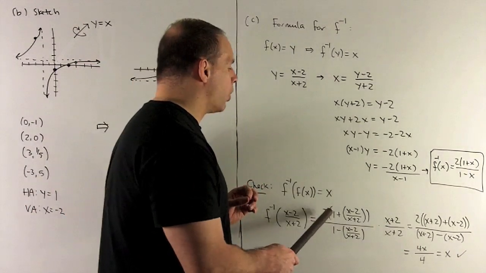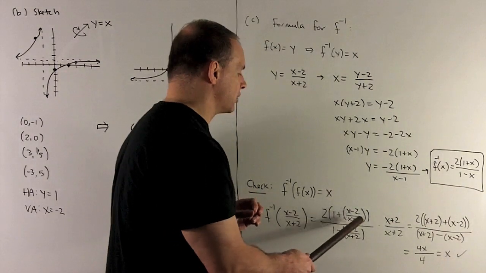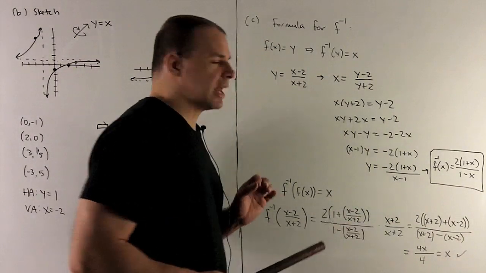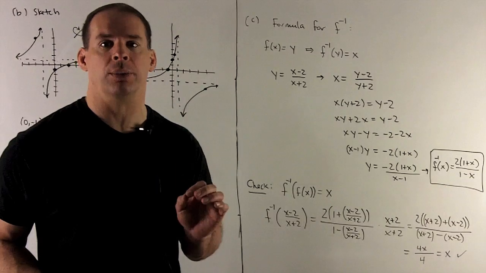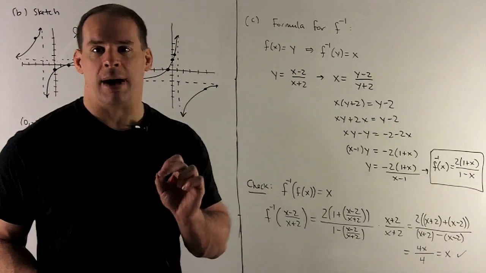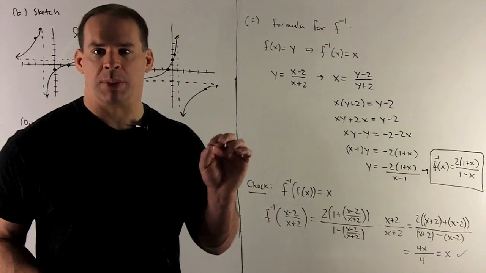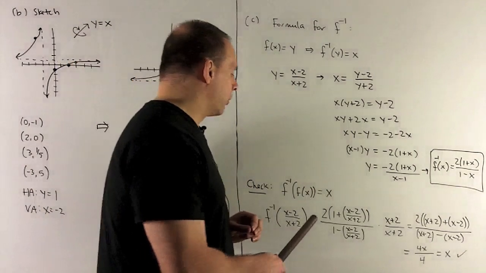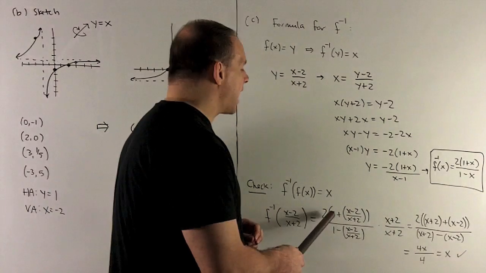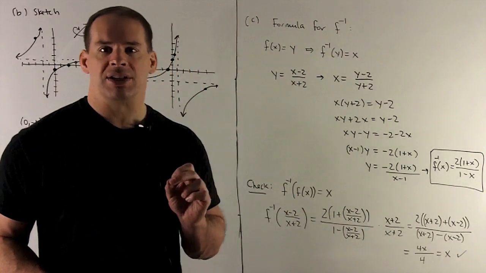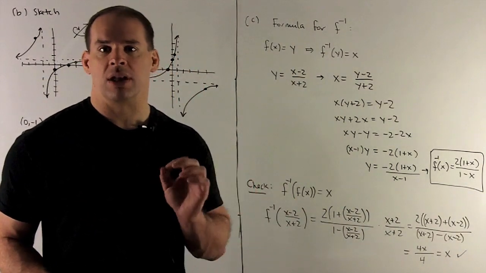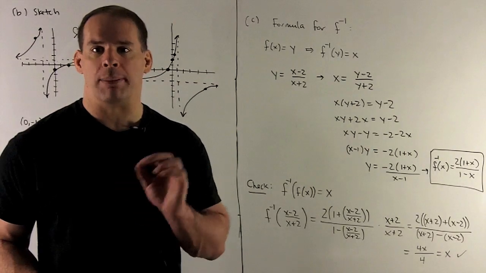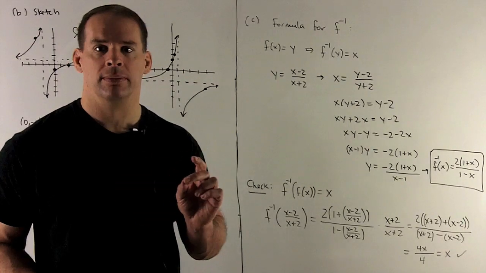So we'll have 2 times (1 plus (x minus 2) over (x plus 2)) over (1 minus (x minus 2) over (x plus 2)). We're going to clear out the denominators by multiplying by x plus 2 over itself. In the numerator, we'll have our 2. This goes to the inside. We have an x plus 2 plus x minus 2. That's going to collapse to a 2x, but we multiply by 2, so I get 4x.